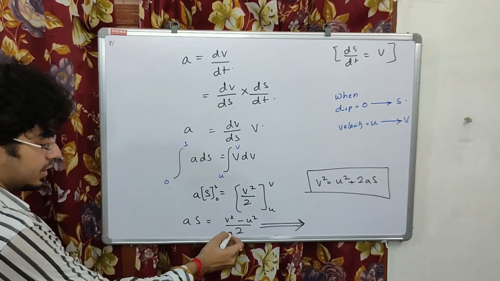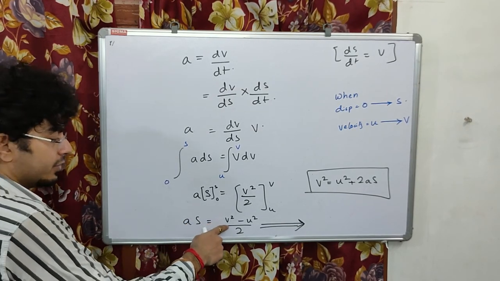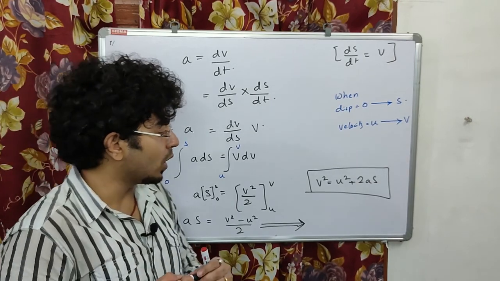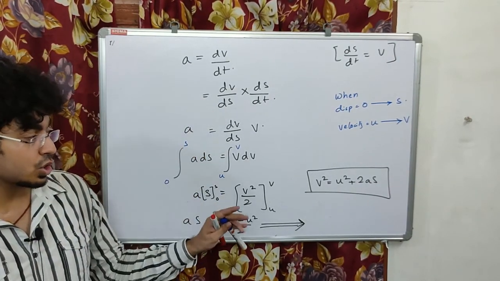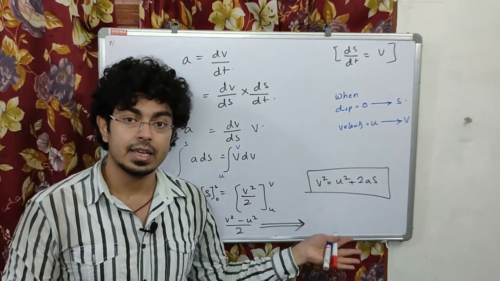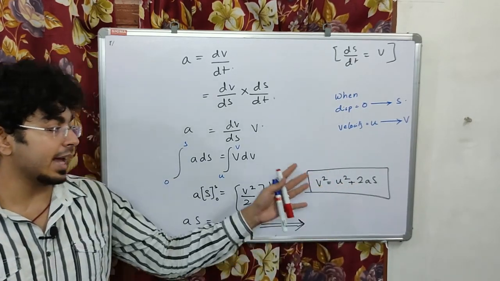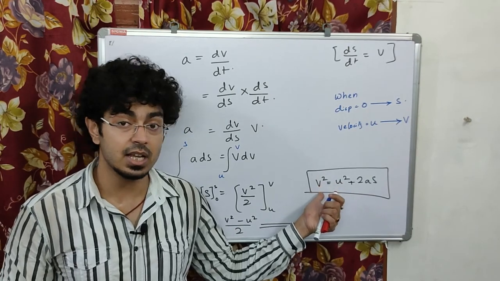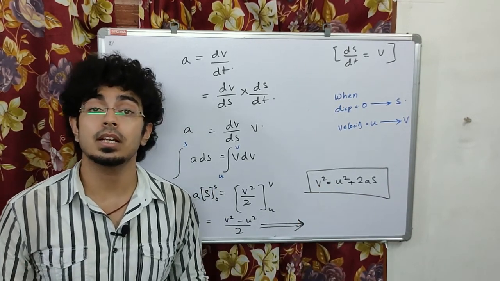From this step, this 2 is going over here, and then v square can be written as u square plus 2as. So this is the third equation of motion for kinematics. Here s represents the displacement, a is the acceleration, u is the initial velocity, and v is the final velocity. I hope it is clear to everyone.